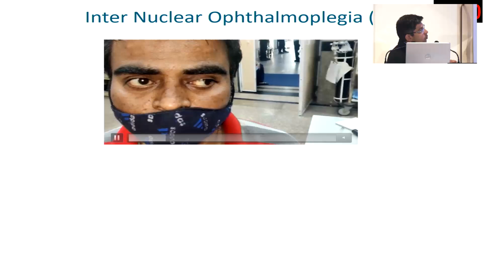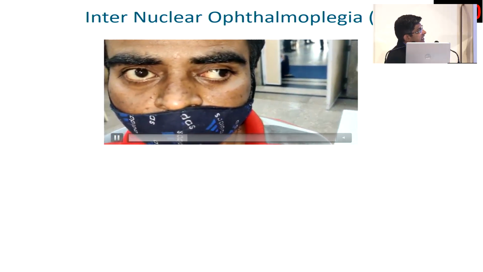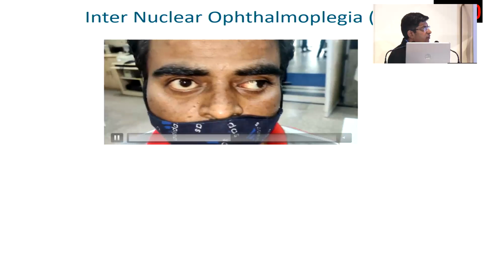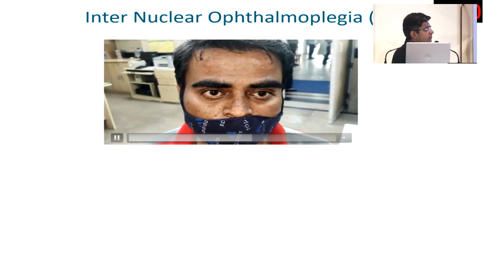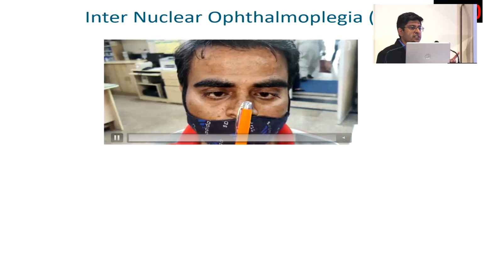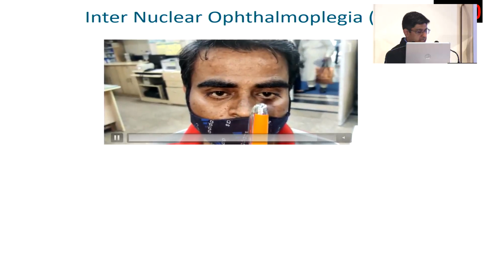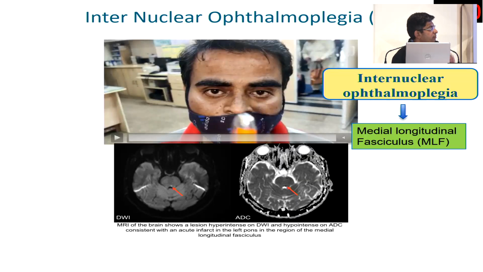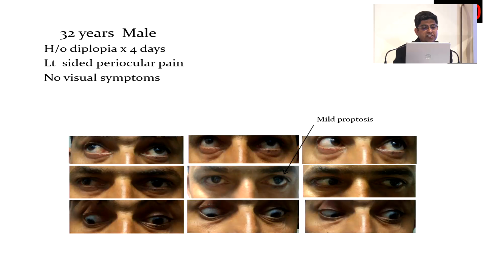I'll quickly show you one more cause of diplopia. This is an internuclear ophthalmoplegia. You can see the adduction deficit, and then you do a check for convergence, and you can see the convergence is well preserved, because convergence passes through a different route, while the internuclear ophthalmoplegia is through the medial longitudinal fasciculus. And of course, you need to again image the midbrain region to identify an internuclear ophthalmoplegia.